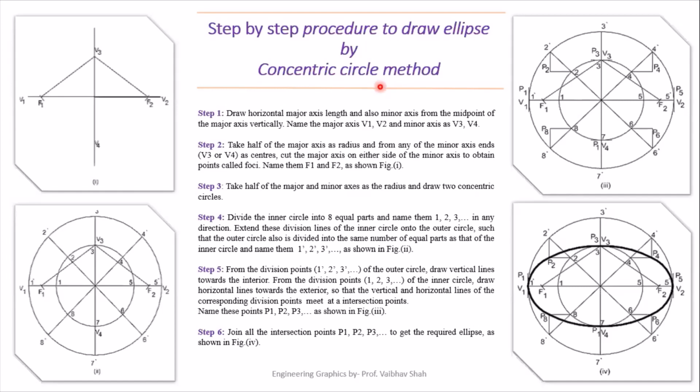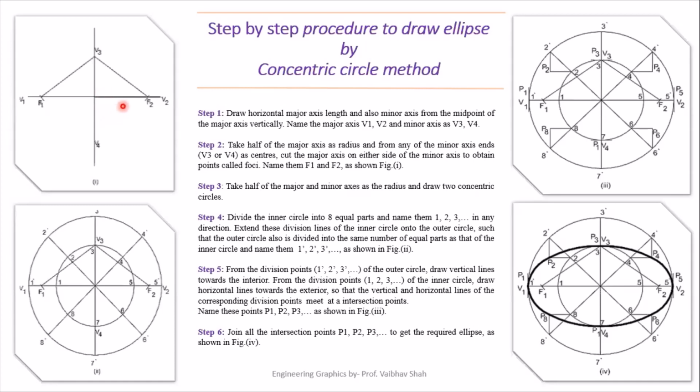So let us start. It is a step-by-step procedure, but let us understand we need a total of 3 parameters to draw any ellipse. We need the major axis of an ellipse, the minor axis of an ellipse, and third, the focal points of an ellipse, focal points F1 and F2. So let us suppose in this example, we are given two data, major axis and minor axis. So how to proceed? Step number 1, draw the horizontal major axis length. After that, find its midpoint and draw the minor axis vertically.